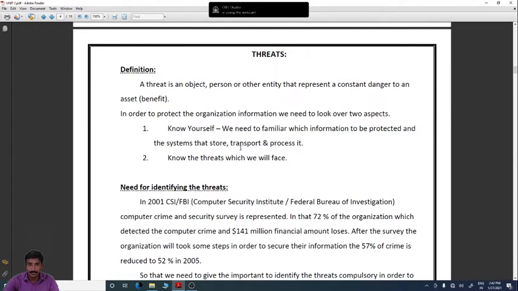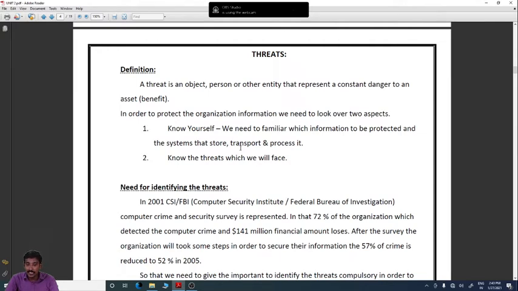Okay, the next thing is I move on to the next topic, which is called a threat. There are two major problems associated with every organization: a threat and an attack. First of all, I am going to talk about the concept of a threat. Normally, a threat is an object, a person, or another entity that represents a constant danger to your information. Anything that is a constant danger to our information comes under the category of a threat.